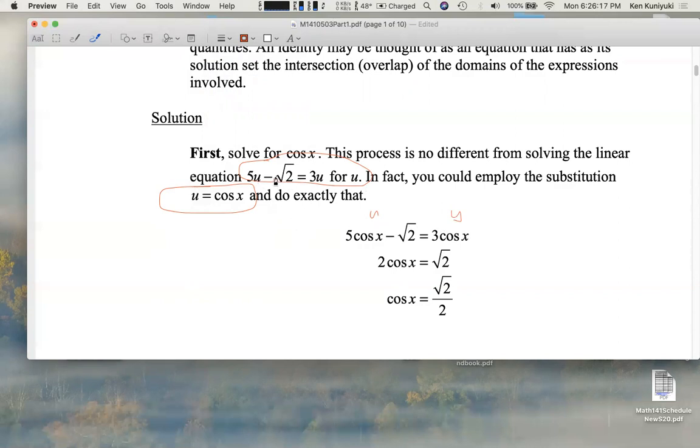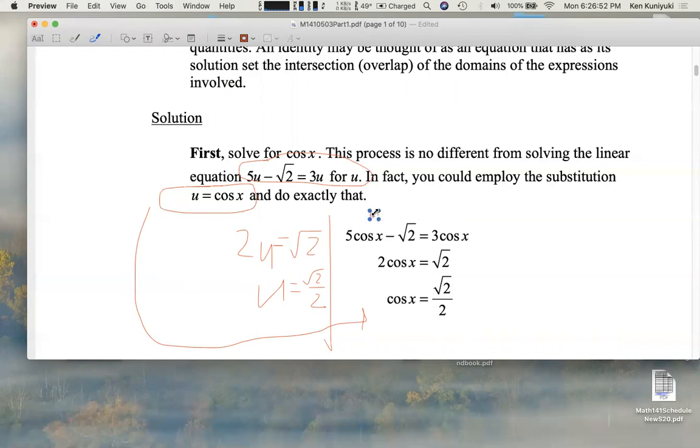Let's start by adding root 2 to both sides. Don't say move, say add. Add root 2 to both sides. Subtract 3u from both sides. 5u minus 3u is 2u. To isolate u, divide both sides by 2. u equals root 2 over 2. And then sub back, u was cosine of x. Cosine of x equals root 2 over 2.